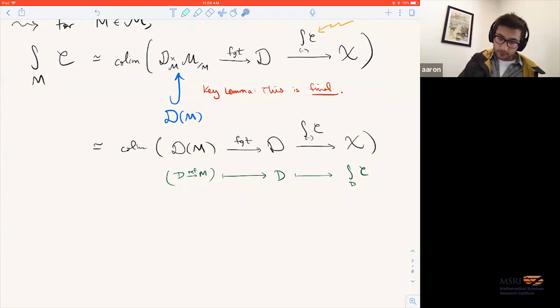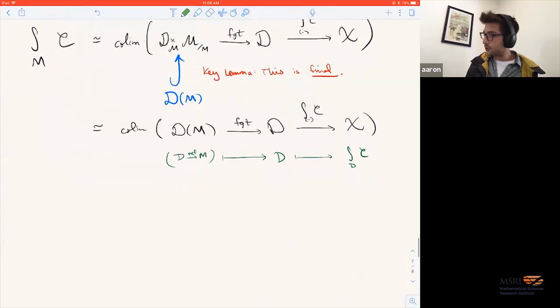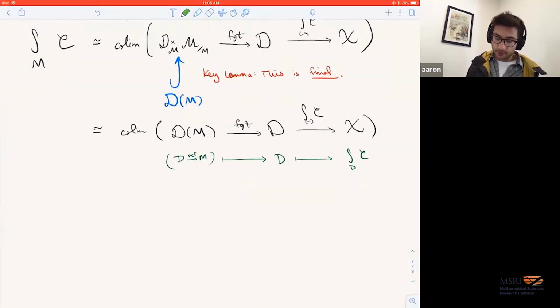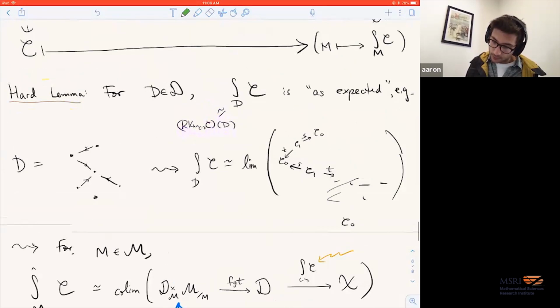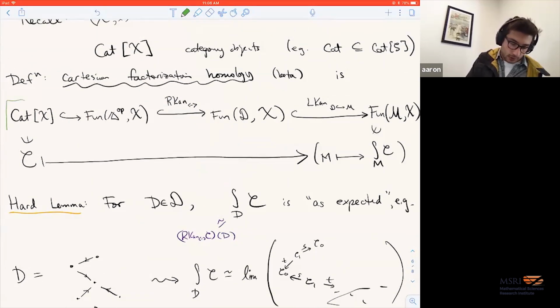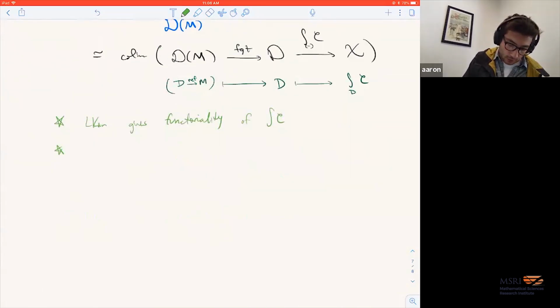So there's a nice interplay here, which is that this D of M construction is not entirely functorial in M. So this left Kan extension description gives functoriality of the factorization homology of C. Remember, it was defined as a functor from category objects to functors out of M. On the other hand, this reduction to D of M gives, I'll say, computability.